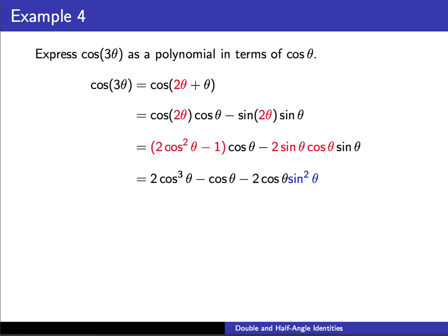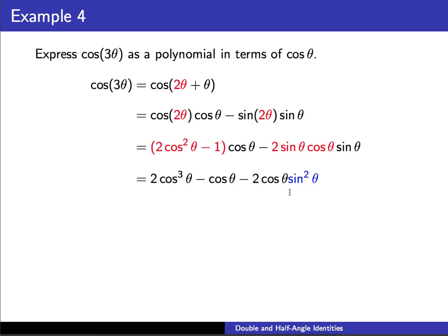Distributing this cosine to the first two terms, we have 2 cosine cubed theta minus cosine theta. And then we have 2 sine theta cosine theta times sine theta. That'll give us 2 times cosine and then times sine squared. So we're still not done yet because we have a sine here. We want everything in terms of cosine.